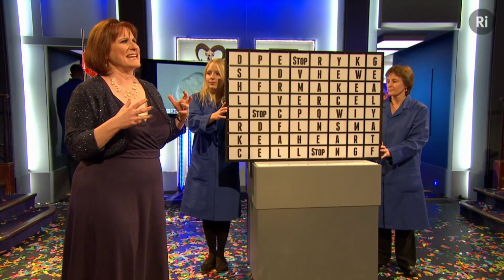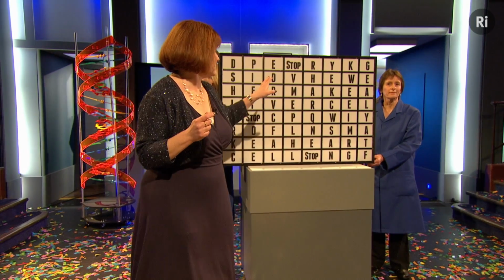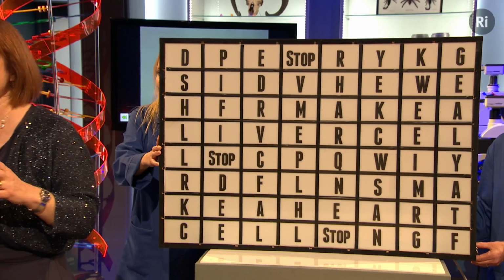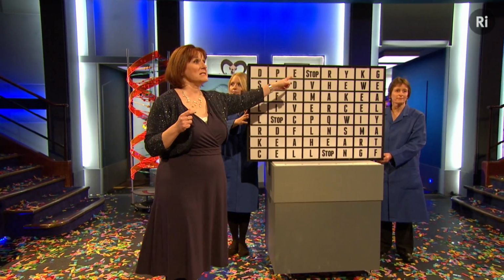So a protein is like a sentence of amino acid letters. And you can even see that we've got some punctuation in our sentences, because it turns out that there are special codons that make something like a full stop at the end of the protein.